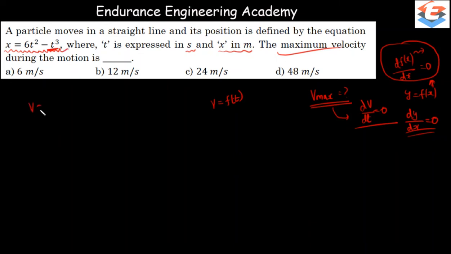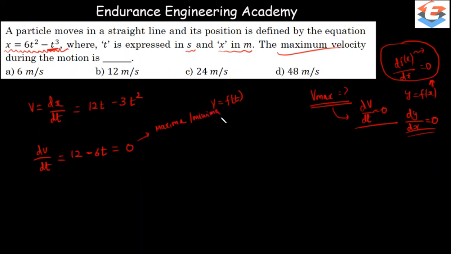So velocity will be equal to what? Differentiation of x with respect to time. So that is going to be 12t minus 3t square. Okay. Now again differentiate this velocity with respect to time. That is going to be 12 minus 6t. After differentiating, equate it to 0. Why am I equating it to 0? Because this is the maxima minima condition.